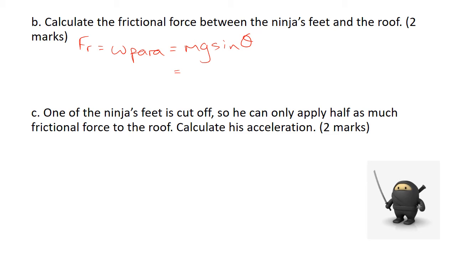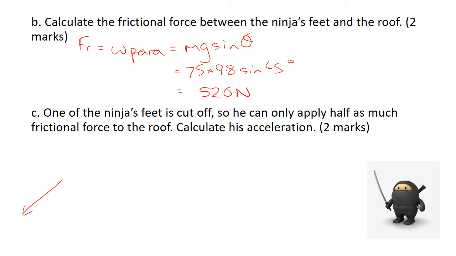So we know that our ninja is, what did I say, that they were 75 kilos. So it's 75 kilos, 9.8 newtons per kilogram, sine 45 degrees, and we end up with 520 newtons. Now you've got to make sure that your calculator is set to degrees. That got lots of people.